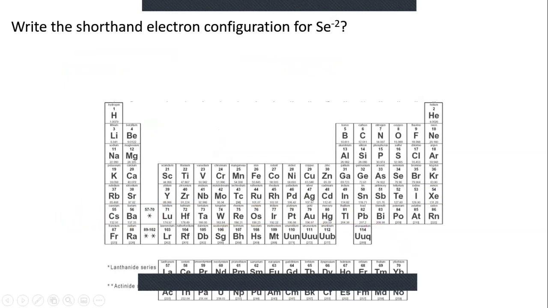Next, we want to look at the electron configuration of selenium. So again, selenium is located on the 4th row.